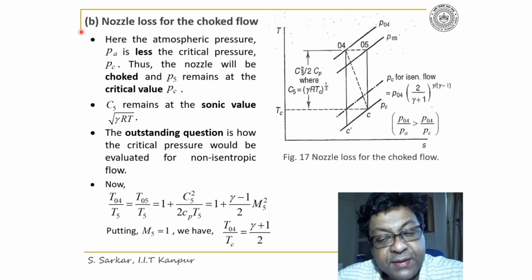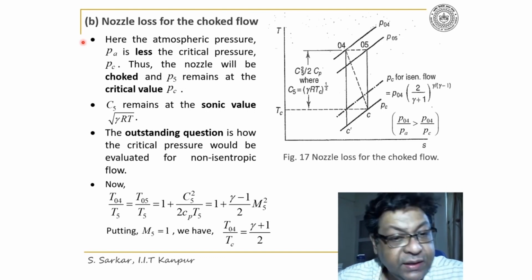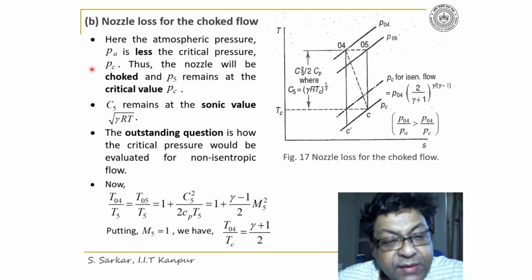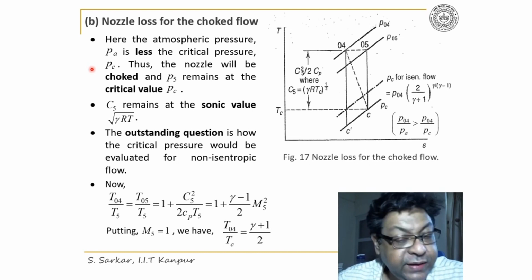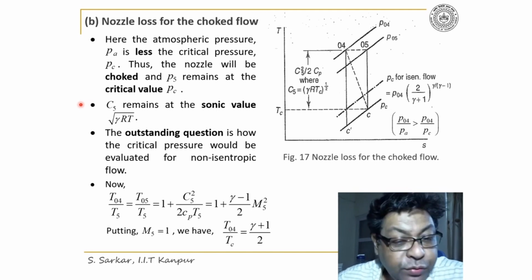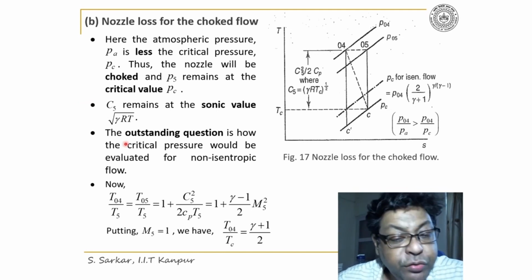Now I'll discuss the nozzle loss for the choked condition. Now here the atmospheric pressure Pa is less than critical pressure Pc, and thus the nozzle will be choked, and P5 remains at the critical value Pc, and thus C5 remains at the sonic value, which is equal to root over gamma R into Tc.